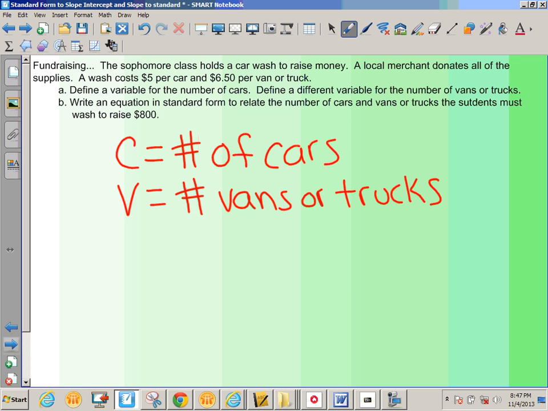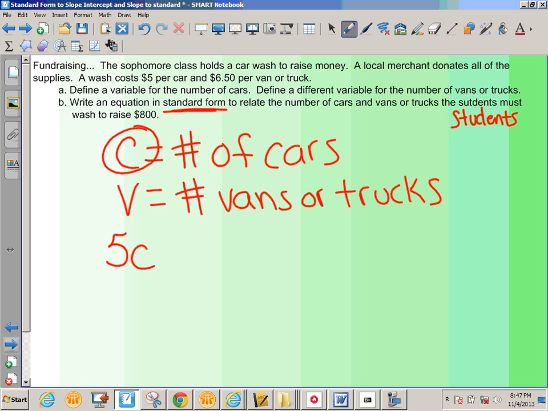Now it says write an equation in standard form. So there's our hint. In standard form to relate the number of cars and vans or trucks the students, excuse the typo here, students must wash to raise $800. So what I know about the cars is the cost is going to be $5. So we're going to have 5C. So the C would represent the number of cars.